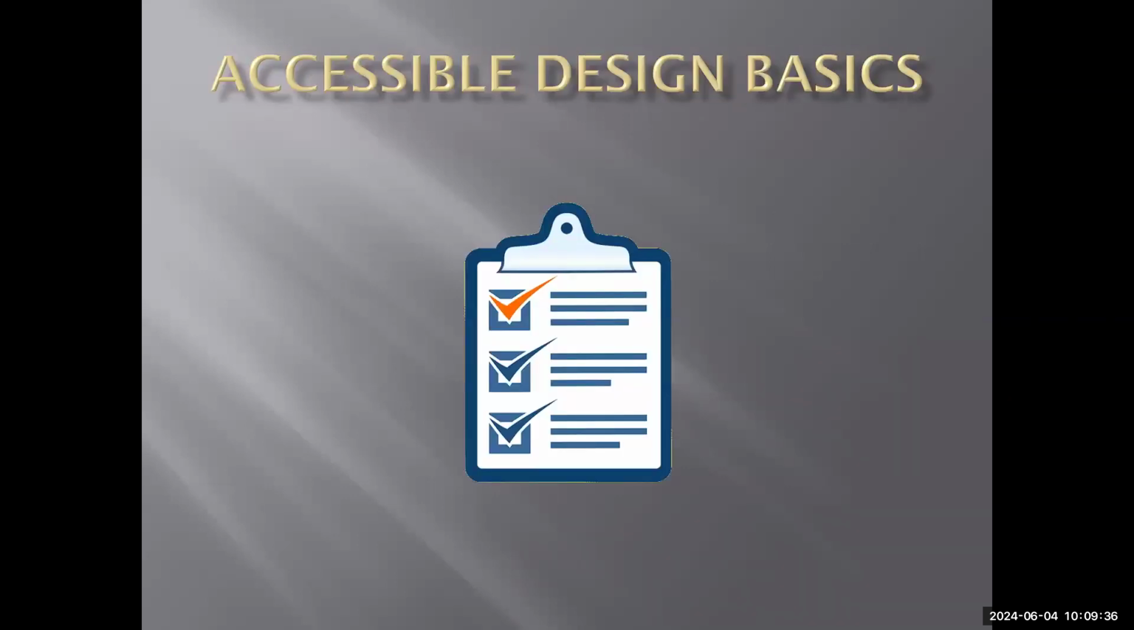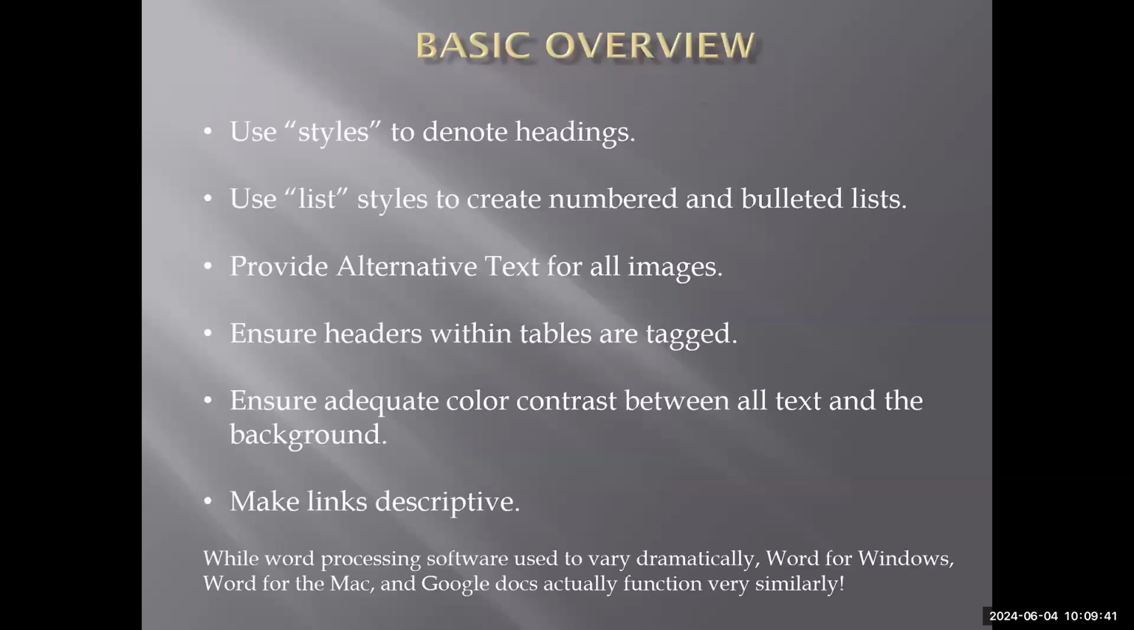We're going to start with section one, accessible design basics for Word, PDF, and Canvas. Now, this is just an overview. I'll get into all of these in detail one by one, but first I'm going to start off by using styles to denote headings. Anytime we create a document, whether it's a Canvas page, a Word document, or a PDF document, we have to add structure to the document. And I'll get into why we do this in a minute. But we add structure to the document by using headings.